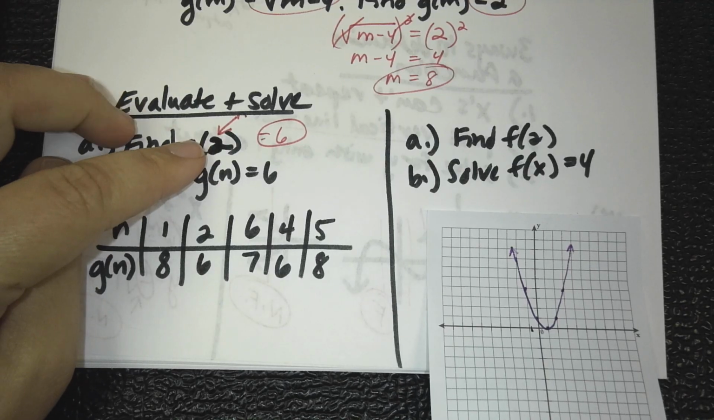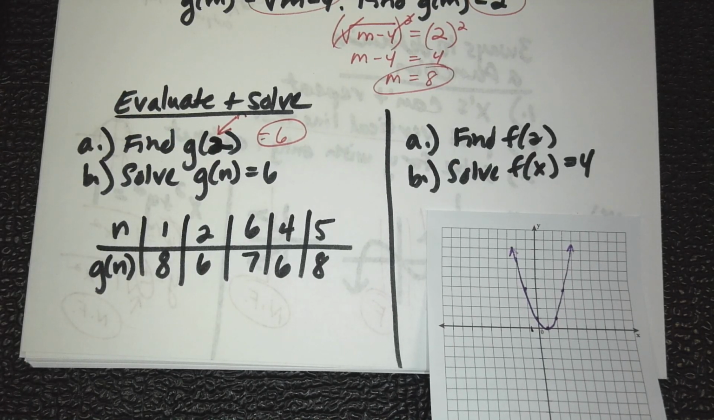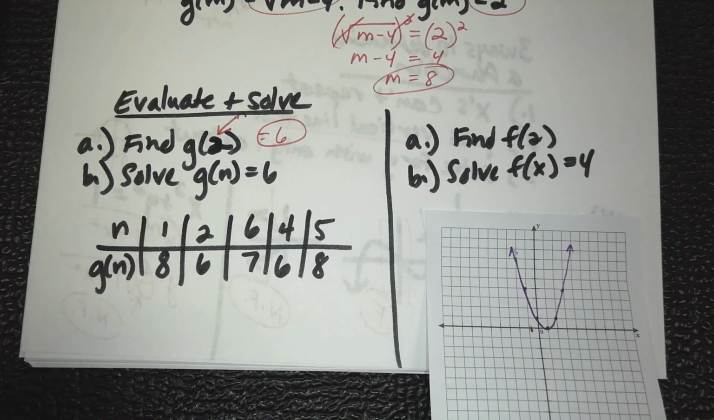If I had g of 3, what would you have said? Is there a 3 on the input? You know what you would have said? Undefined. It's not there. None or whatever. You're supposed to say undefined, but that's cool.